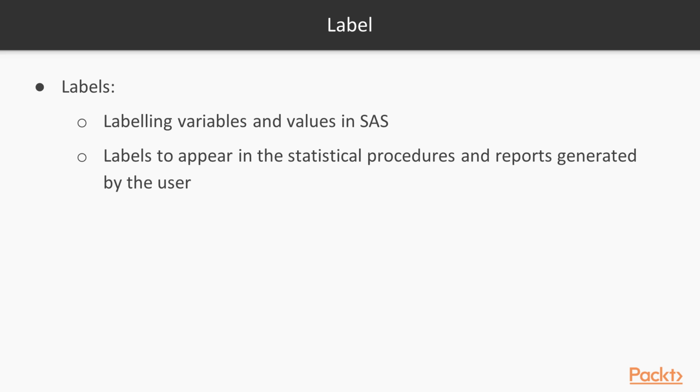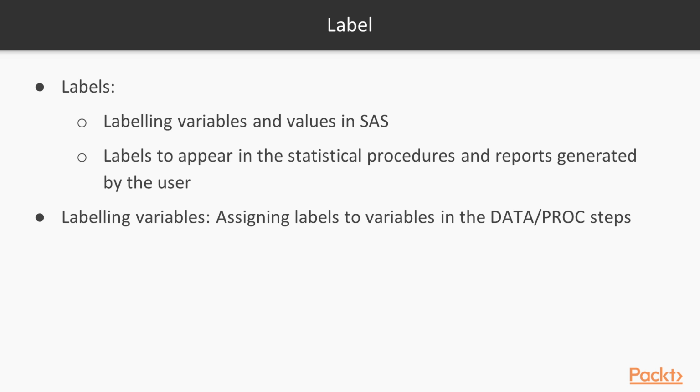Labels generally appear in statistical procedures and reports generated by the user. Labeling a variable means assigning labels to variables in a data or proc step. Essentially, it means giving a descriptive name to the variable in the output.